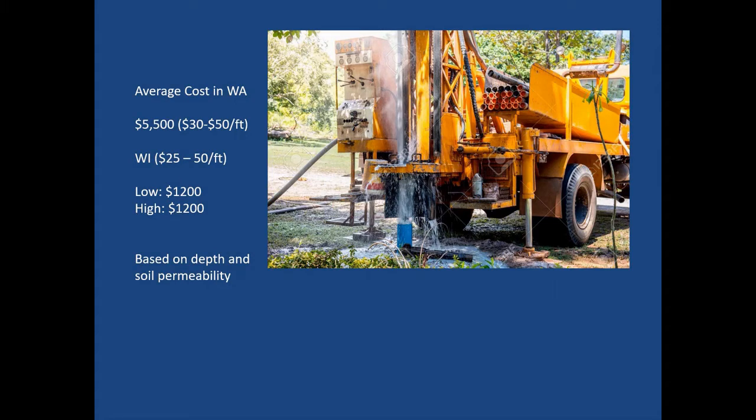Water drilling for wells and water access in Washington State, the average is about $5,500, $30 to $50 a foot of depth. You can see that across the country, it's similar. Wisconsin, $25 to $50 a foot, with a low and a high of $1,200 to $12,000. So that's based on depth and soil permeability or rock penetration and difficulties in drilling. So it kind of depends on your situation. And this is a typical well drilling rig accessing water.